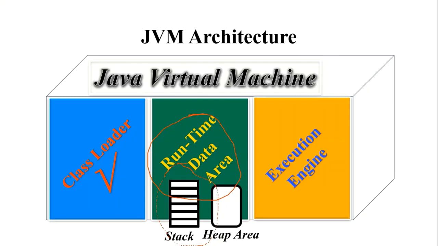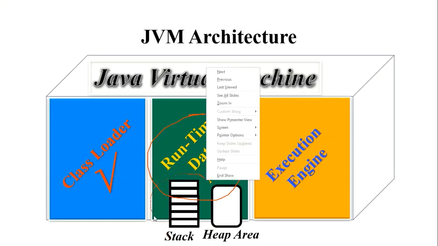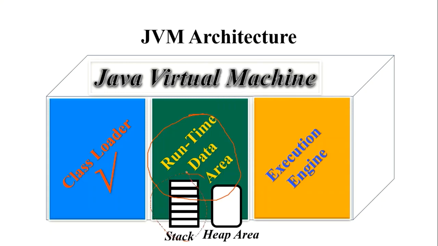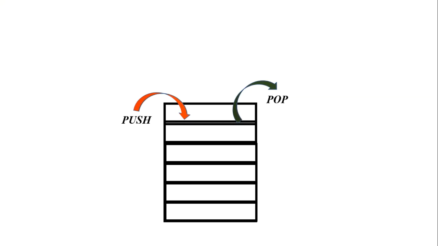So now let's concentrate on the second component, runtime data area, and its stack memory. I am going to explain one of the components of the second main component of JVM, the runtime memory data area, which is known as stack memory. Now what do you mean by stack? You can say stack is a data structure, or you can say stack is an abstract data type.